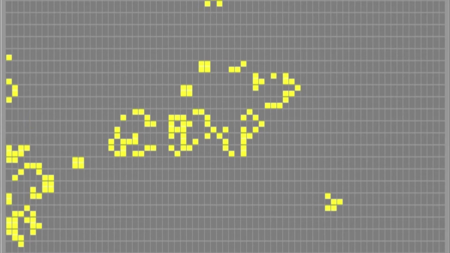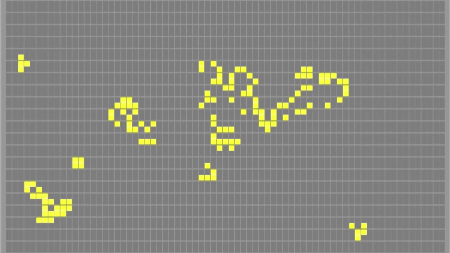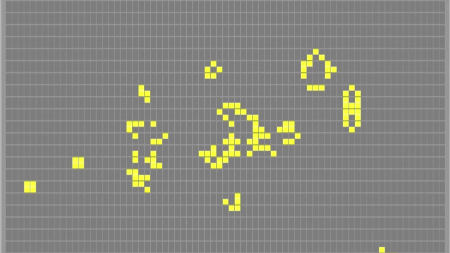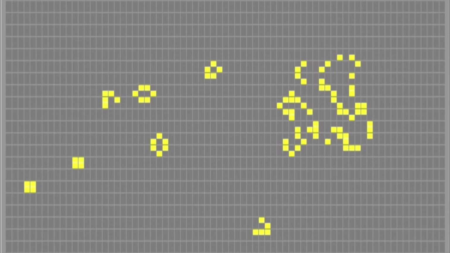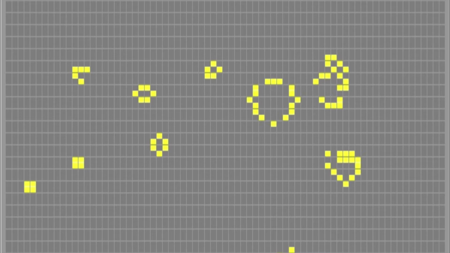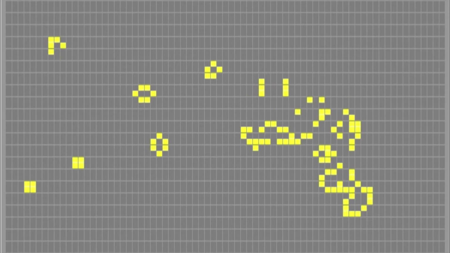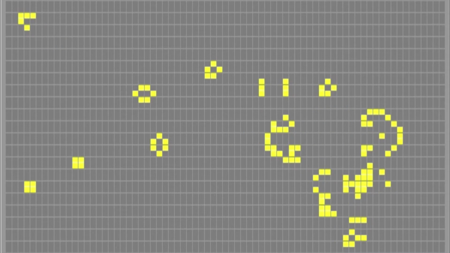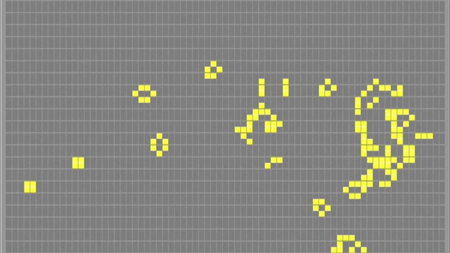Number 1. Any live cell with fewer than 2 live neighbours dies, as if caused by underpopulation. Number 2. Any live cell with 2 or 3 live neighbours lives on to the next generation. Number 3. Any live cell with more than 3 live neighbours dies, as if by overpopulation. And number 4. Any dead cell with exactly 3 live neighbours becomes a live cell, as if by reproduction.